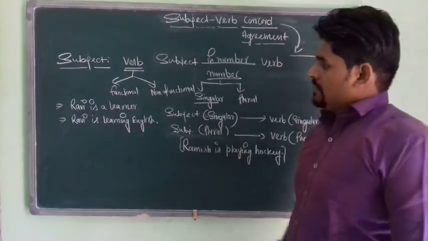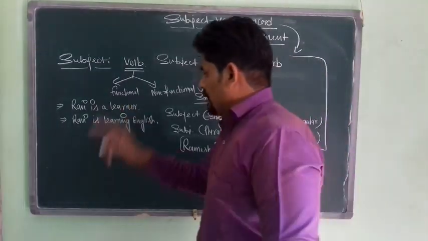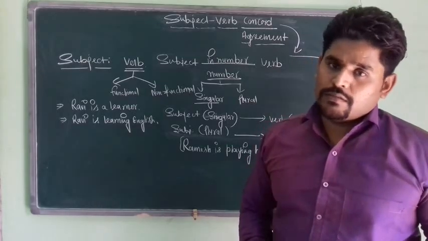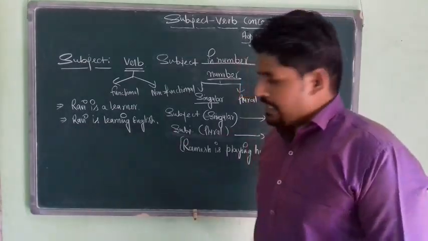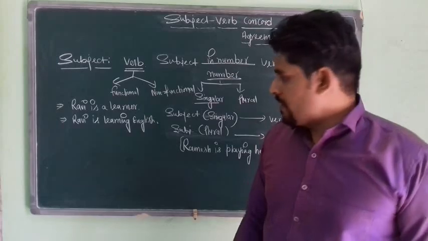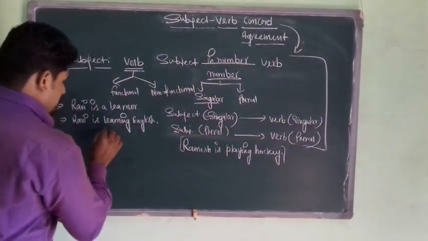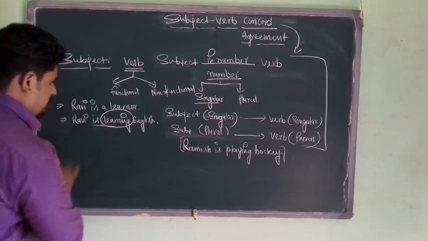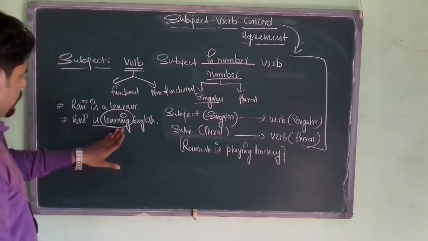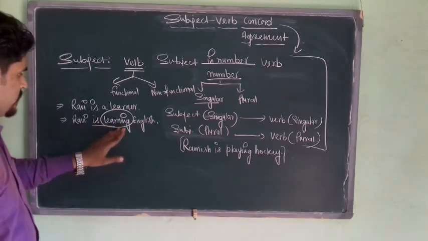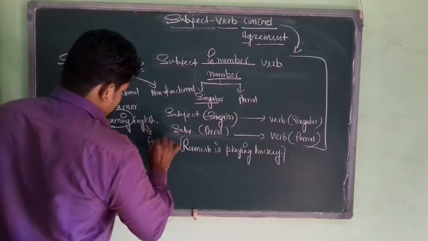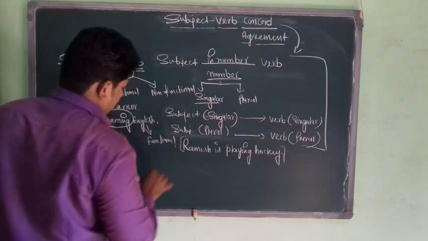Students, here I have written two sentences. Let us read sentence number 1. Ravi is a learner. Do you think some action is going on in this sentence? No. Ravi is learning English. Here there is an action, and the action is of learning. What action is going on in the sentence? Learning. So this is a functional sentence. This verb is a functional verb.